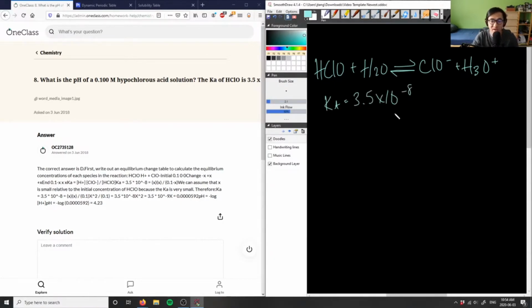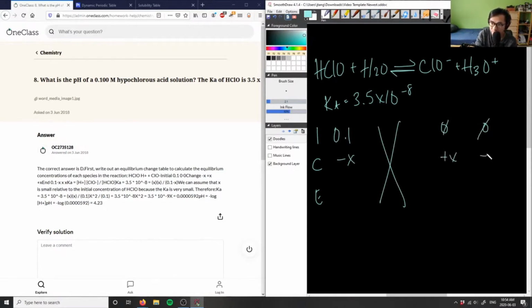Okay, so it's finding out what the pH is. So simply what we have to do is ICE, right? Our initial concentration of hypochlorous acid is 0.1. We don't care about the water. So here it is 0, minus x, plus x, plus x. 0.1 minus x, x, and x here.